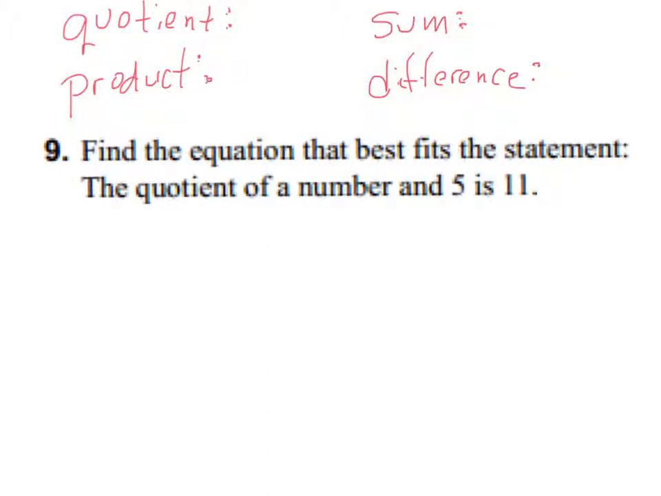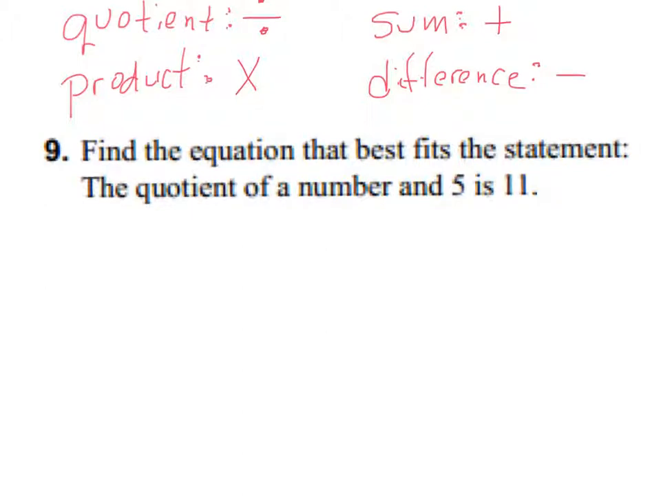When we're translating sentences into equations, it's important to remember what our vocabulary means. Quotient is the answer when we divide. Product is the answer when we multiply. Sum is the answer when we add. And difference is the answer when we subtract.